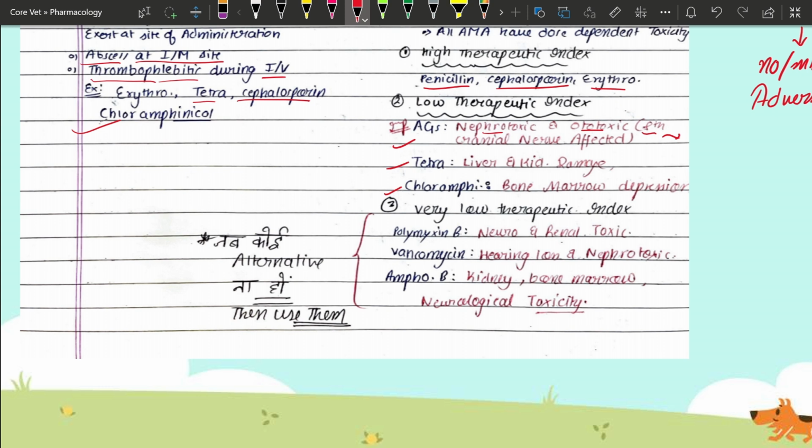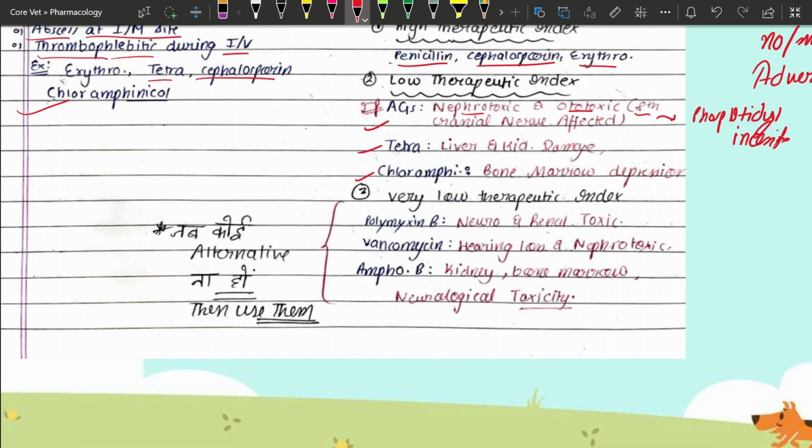I'll discuss it later when I'm going to teach you the aminoglycoside. It is due to the presence of the phosphatidyl inositol. Okay, it is due to the phosphatidyl inositol, right? I'll discuss it later when I would be discussing the aminoglycoside.